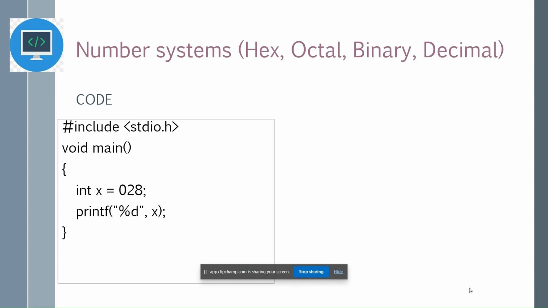Now, this is the code that we have taken, which is a C program. This code is related to the concept of number systems. We are using the #include <stdio.h> preprocessor directive in order to use printf. We are using void main, which is the entry point of the C program, and there is one variable x which is of integer type. It is declared and initialized to 028. 028 is not equal to 28 in decimal, and later we are printing the value of x with the format specifier %d.